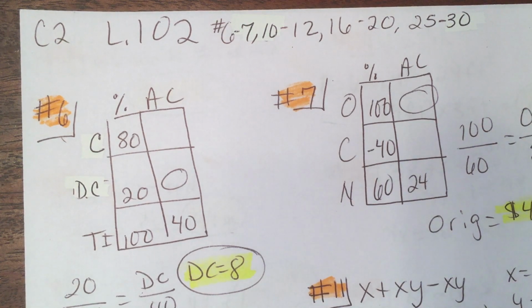Okay, it's time to check lesson 102. Our work started with number 6. 80% of those who were invited to the party came. 40 people were invited. How many did not come?